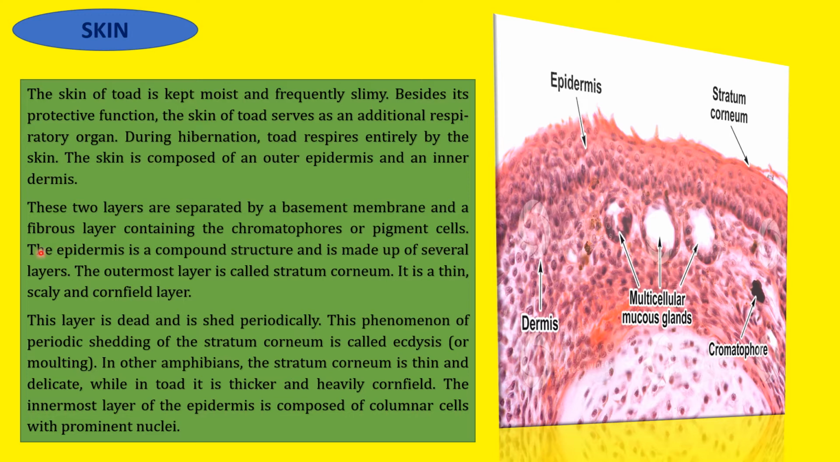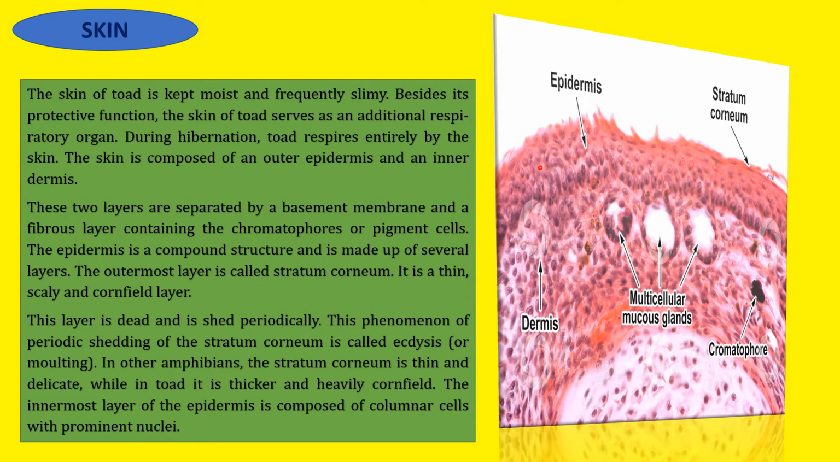Now the next one. The epidermis is a compound structure and is made up of several layers. So you can see this epidermis layer is a compound structure, composed of more than one layer, several layers. The outermost layer is called stratum corneum. Please pronounce properly and see the spellings because spellings are important. The outermost layer is called stratum corneum. It is a thin, scaly and corn-filled layer.